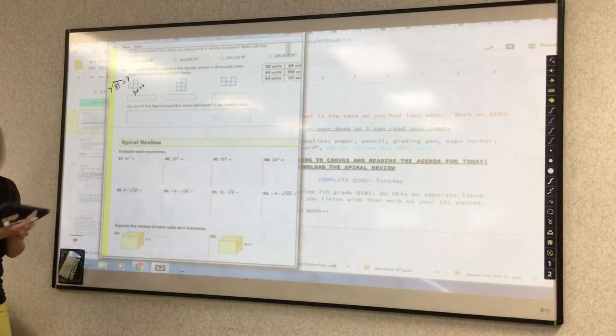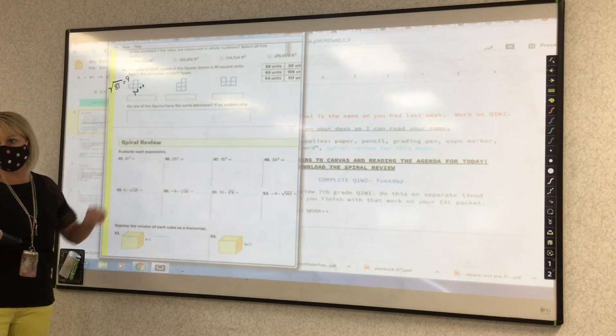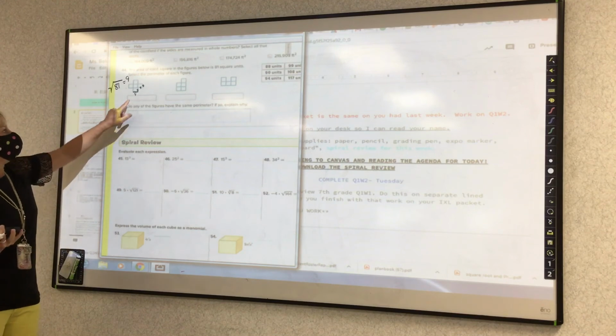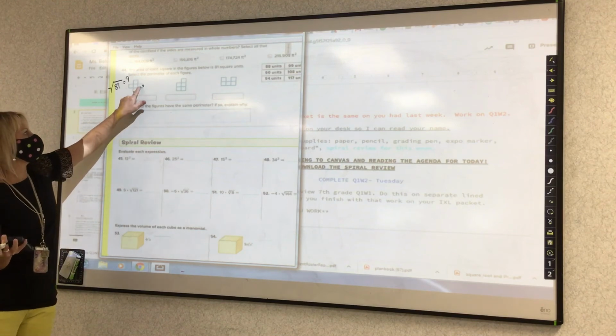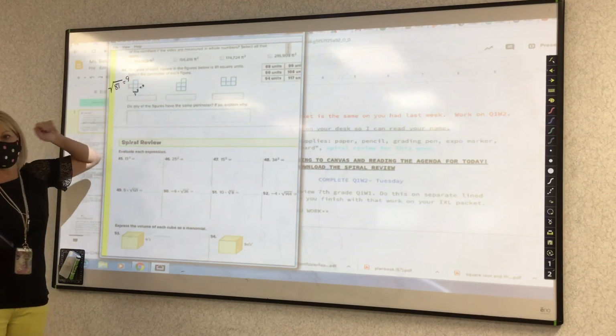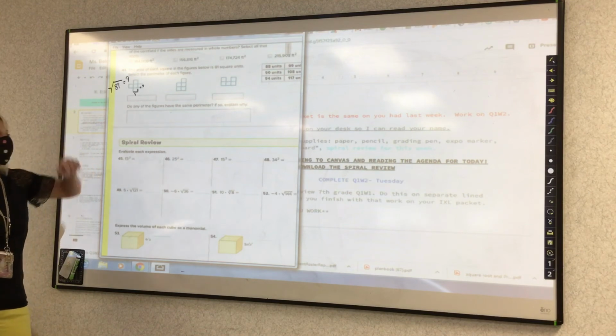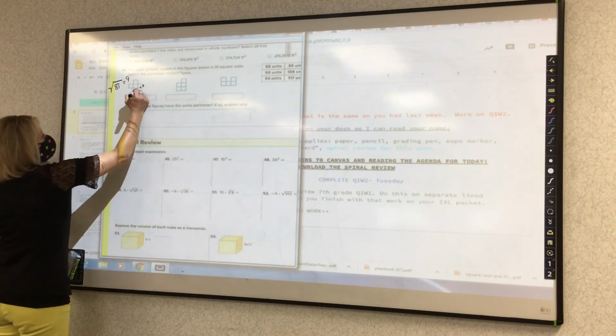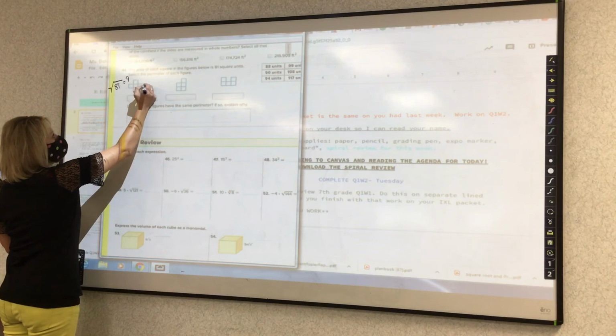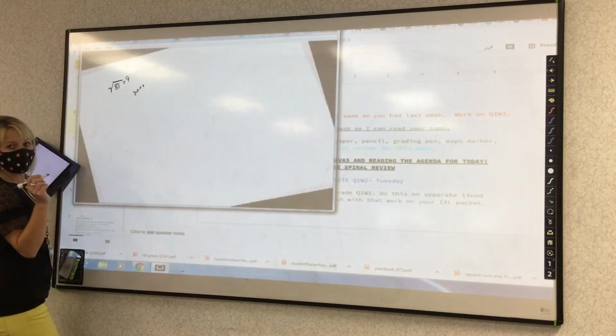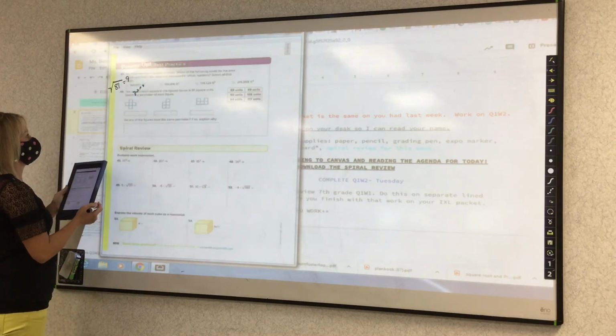Because the perimeter is adding all the sides up. I don't want to do 9 plus 9 plus 9 plus 9 plus 9. Can I make that multiplication? Yeah. So I'm going to count my number of sides. 1, 2, 3, and I'm marking them as I go so I don't forget, or I don't get lost.